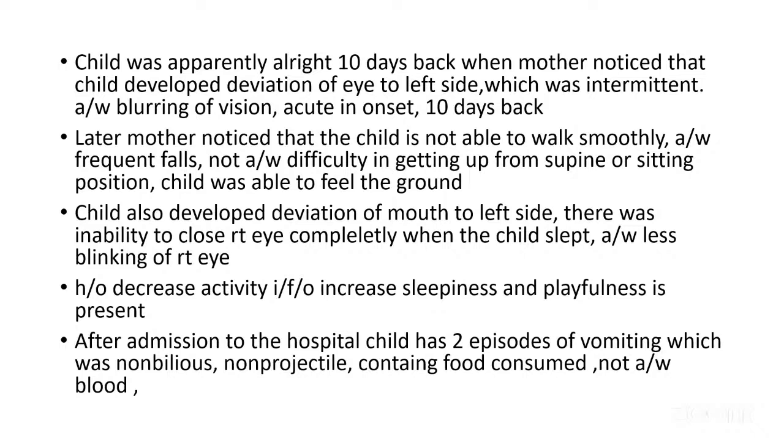So now you've got right sixth nerve, you've got right seventh nerve, you've got frequent falls which are probably not related only to vision, which means there could be some ataxia. And then there is history of decreased activity in the form of increased sleepiness and playfulness. So now what does this mean? What would you think? Sensorium is getting affected.